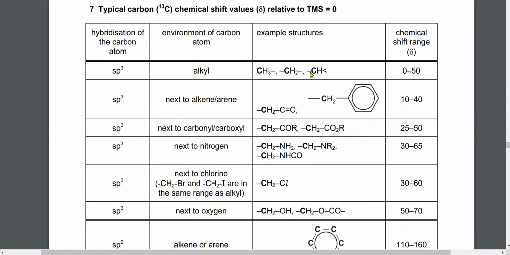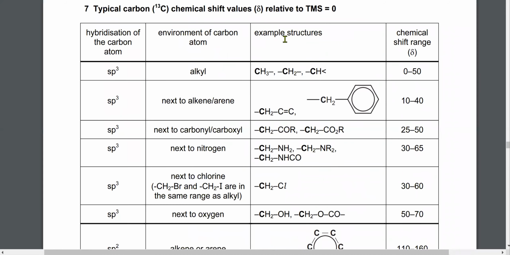These are the chemical shift values. For example, this one: a carbon next to an alkene, or a carbon next to an arene, a carbon next to benzene, would resonate at 10 to 40 chemical shift. If there's a carbon next to a carbonyl or carboxyl group, for example next to C=O or an ester, or any C=O, it's going to resonate at 25 to 50. Then a carbon next to NH2 or N or NHCO is going to resonate within this range.